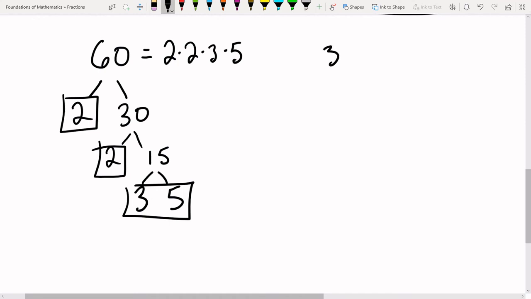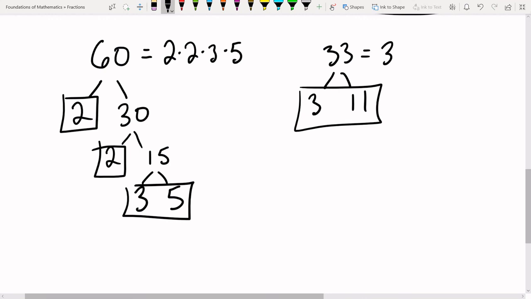Let's look at another one. 33. The smallest prime that can go into there is 3. 3 times what is 33? 3 times 11. And actually 11 is prime as well. So 33 is 3 times 11. That's its unique prime factorization.